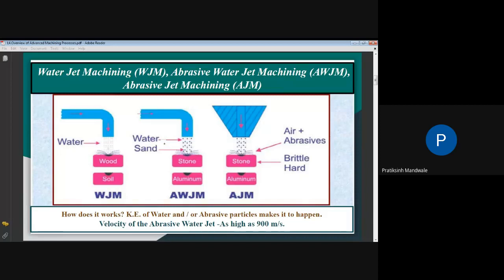Sir, can you repeat? Okay. For which process, or all processes? Water jet machining. Okay. Sure.